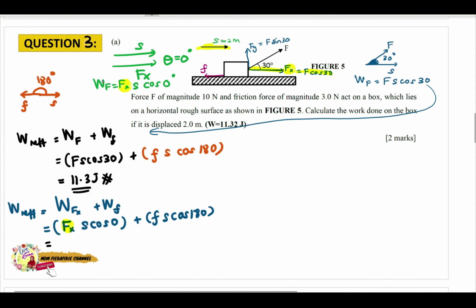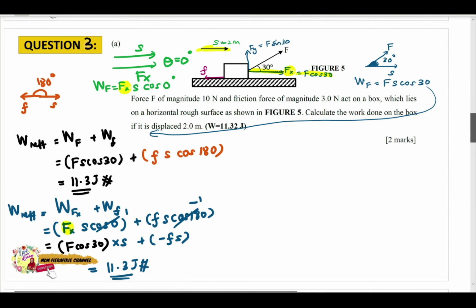So Fx akan jadi F cos 30 darab dengan S. So cos 0 is equal to 1, plus cos 180 negative 1, negative Fs. Sama juga nanti you akan dapat jawapan 11.3 joule. Unit jangan salah. Okay, itu je kot. Tak ada dah lagi. Itu je yang dia tanya, 2 markah saja.